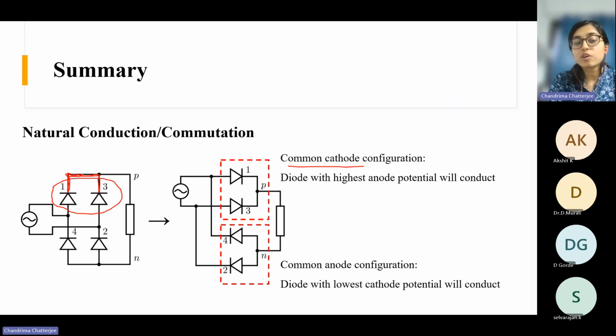For this kind of configuration, the diode with the highest anode potential will conduct. So among this one and this one, whichever anode has the higher potential, that diode will conduct. And for a common anode configuration like this, it is the opposite. Whichever cathode has the most negative, lowest potential, that diode will conduct. That's how you can determine which diode will conduct and which will not.